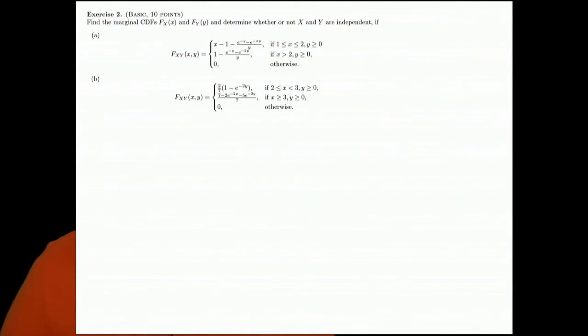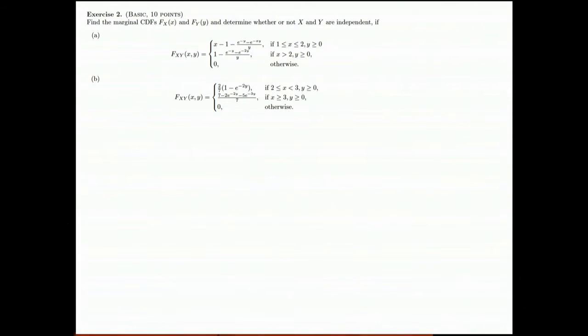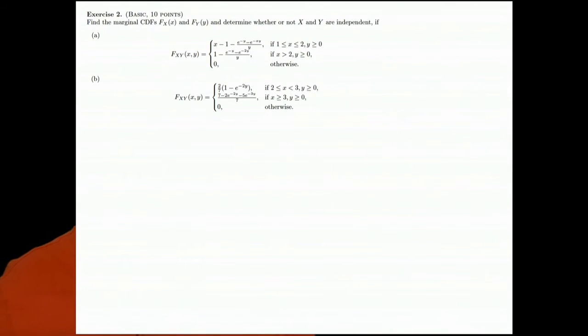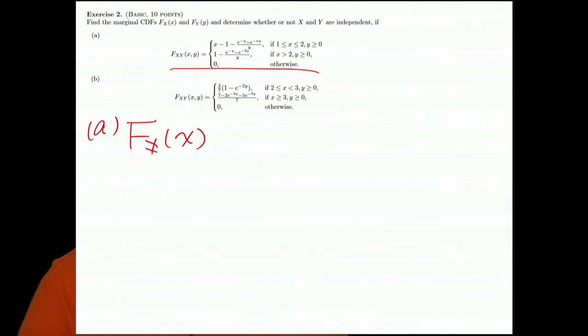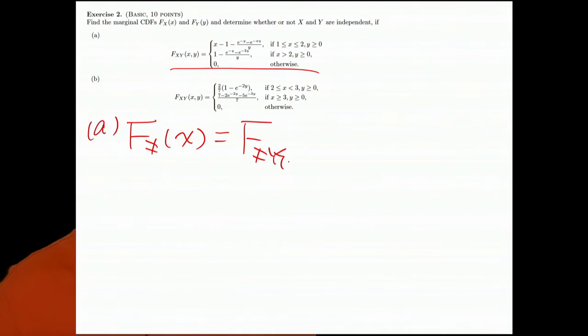Now we need to find the marginal CDF of x and y. In part A, if my joint CDF looks like this, I want to find the marginal CDF of x. The marginal CDF of x is just the joint CDF of x, y as y goes to infinity.